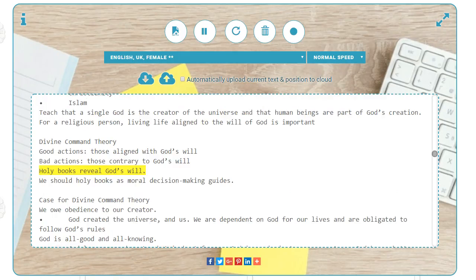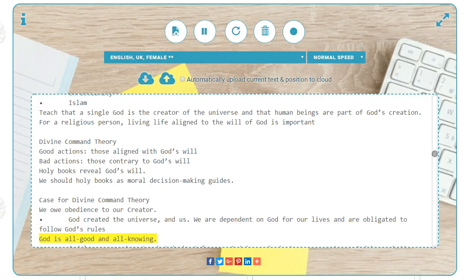Holy books reveal God's will. We should use holy books as moral decision-making guides. Case for divine command theory. We owe obedience to our Creator. God created the universe, and us. We are dependent on God for our lives and are obligated to follow God's rules.